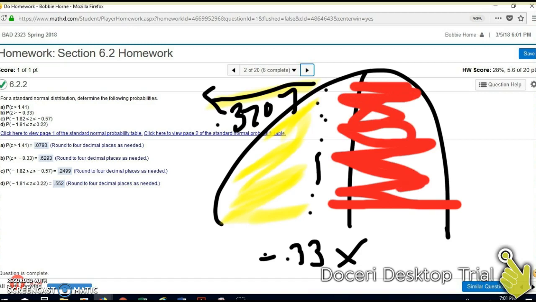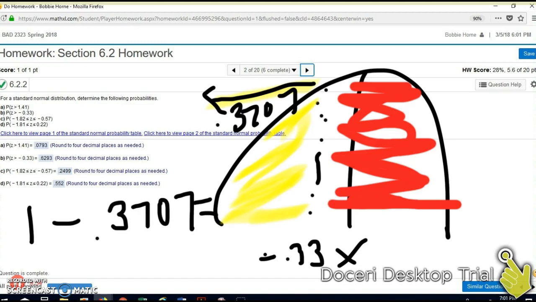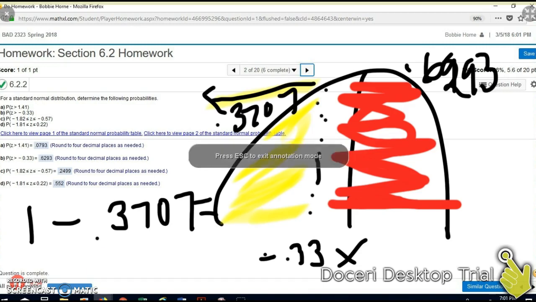So I know this red plus this yellow would have to add up to 1. So I know that 1 minus the other side would give me the probability of the greater than side. So if I do 1 minus 0.3707, I would get 0.6293. So if you want the less than side, you just look at the table. But if you want the greater than side, you have to look at the table and say 1 minus the left side probability.